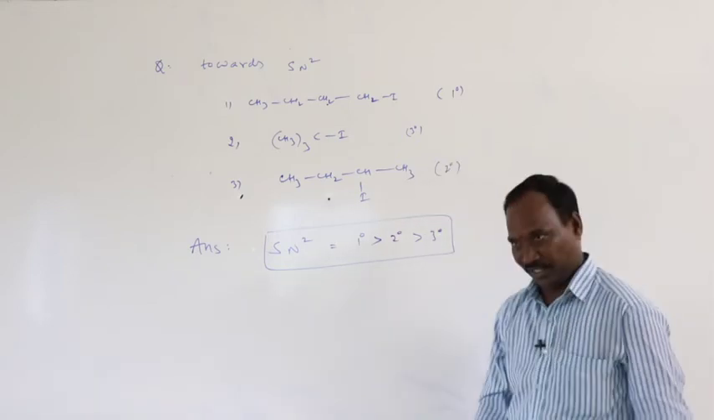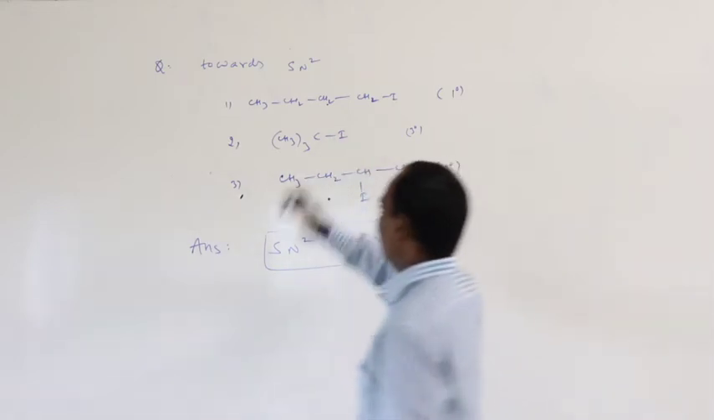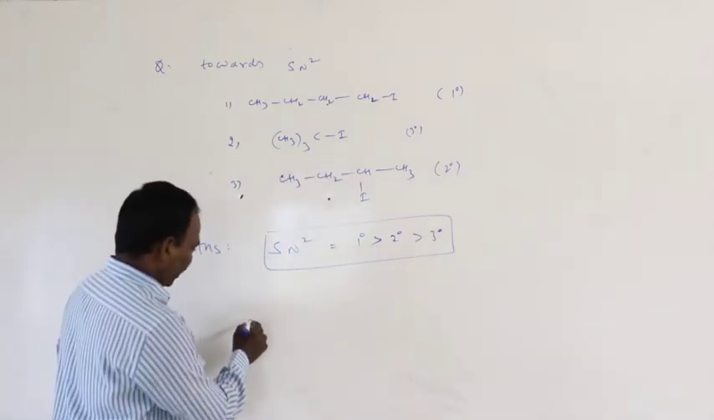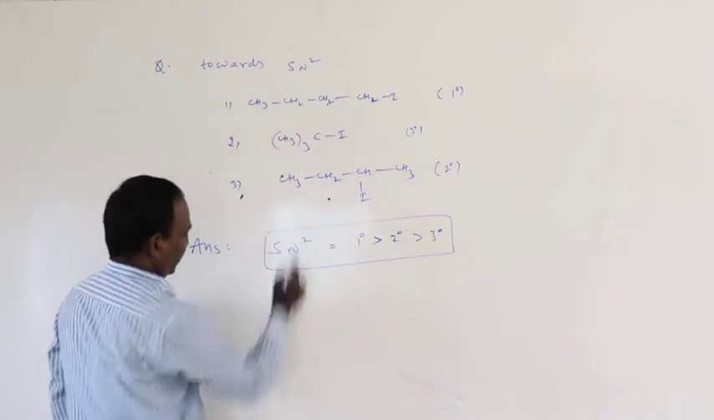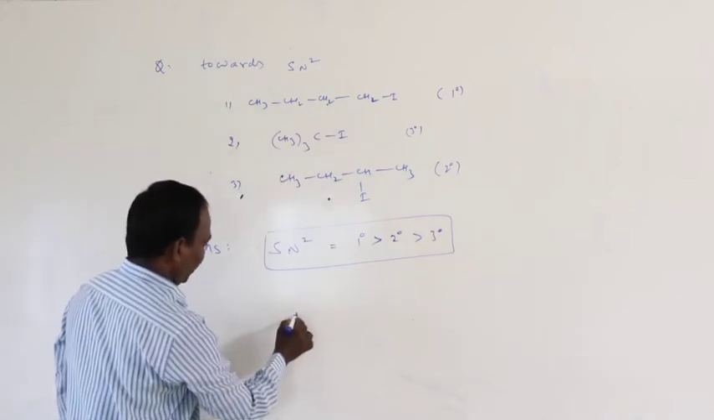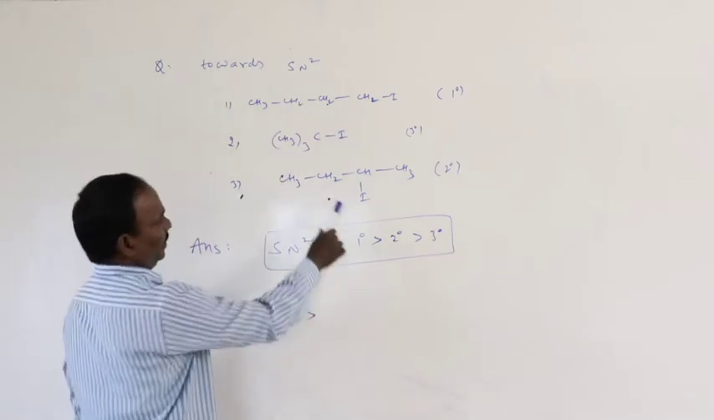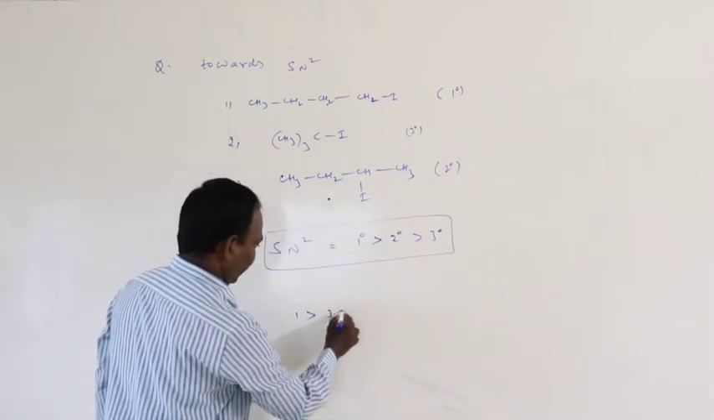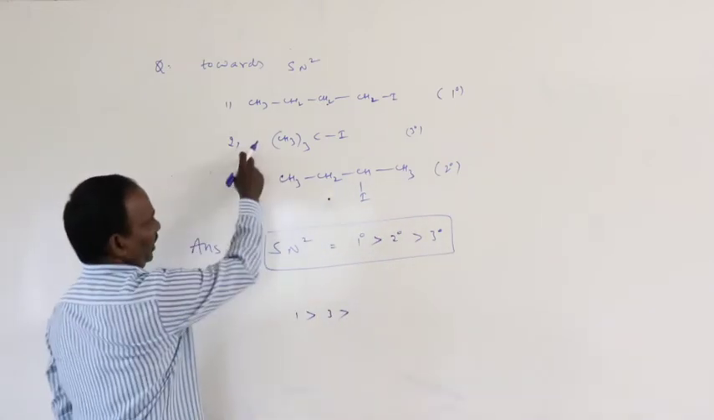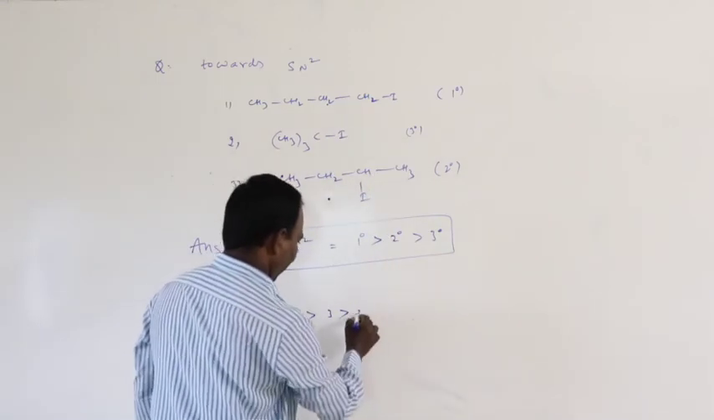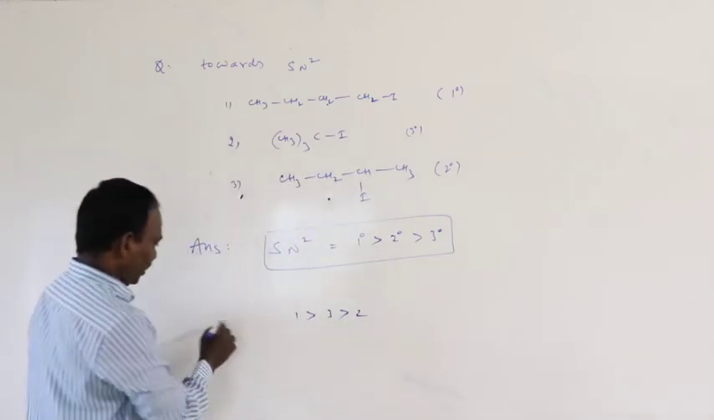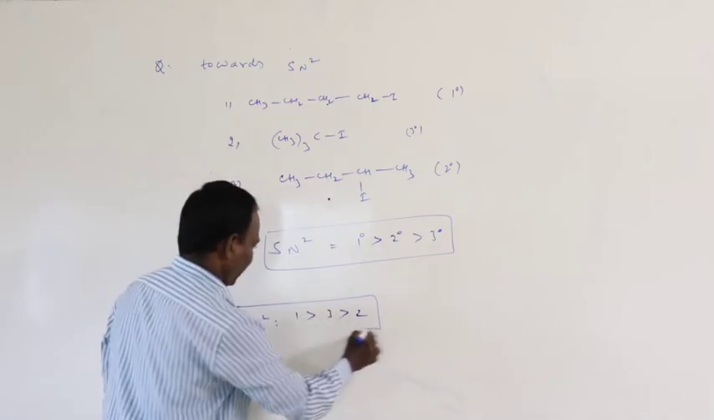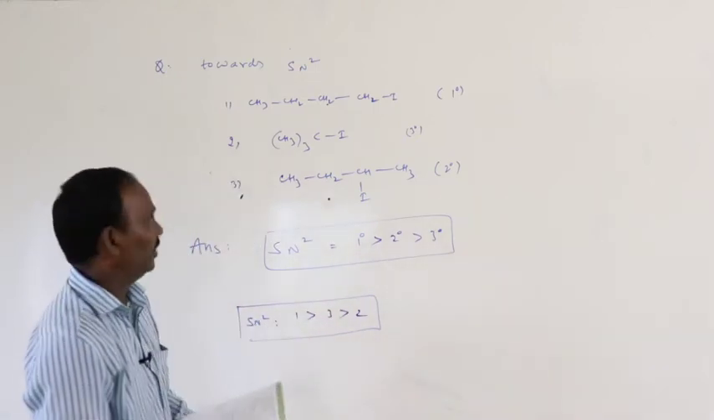secondary alkyl halide. Therefore, the correct order towards SN2 reaction mechanism: primary first, so the first compound, followed by the third compound, which is the secondary alkyl halide, so 3, and the second one is the tertiary alkyl halide, therefore 2. So this is the reactivity order towards SN2 reaction mechanism.